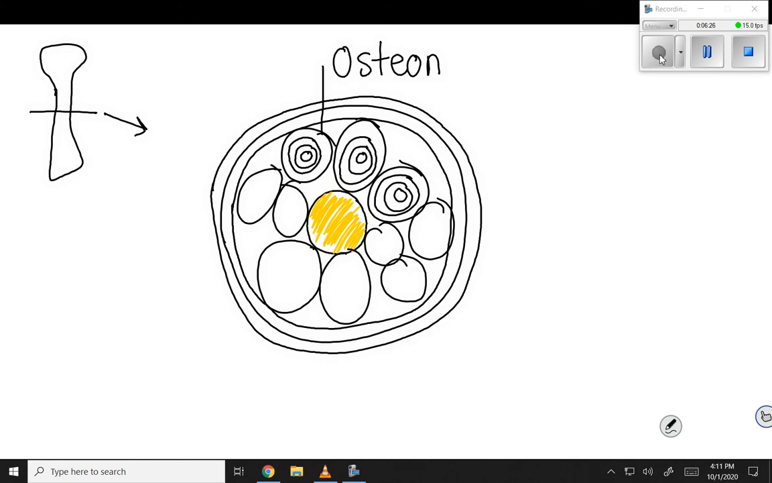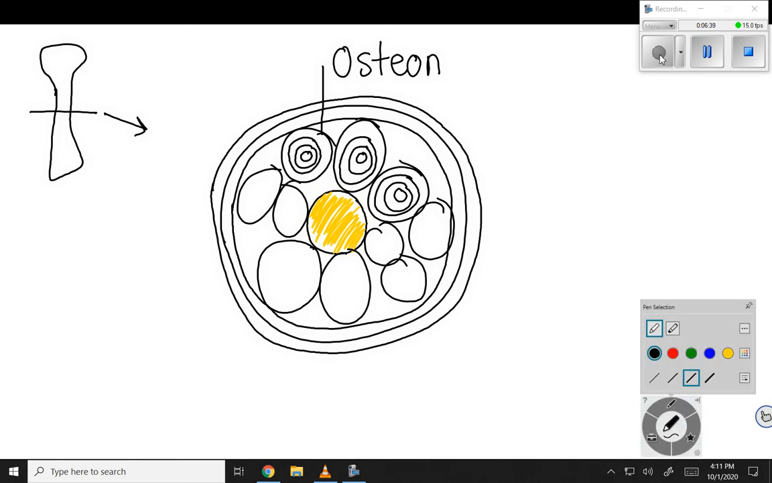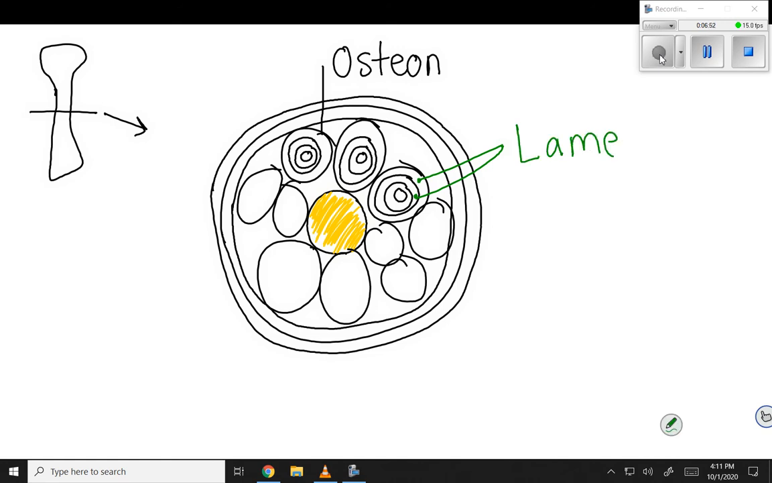Each concentric circle of matrix is called a lamella. So let's get a different color for clearer labeling. That circle right there would be a lamella, and that circle right there would be a lamella. When we put that together, the plural is lamellae. So I'm talking about multiples. If you ever want to reference just one of them, the singular is lamella.